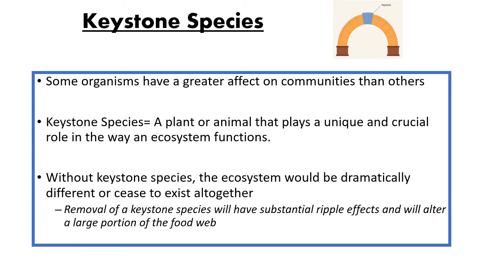So a keystone species. Some organisms have a greater effect on communities than others, and a keystone species is a plant or animal that plays a unique and crucial role in the way that ecosystem functions. Without this keystone species, the ecosystem would be dramatically different or cease to exist altogether. So the removal of a keystone species would have a substantial ripple effect and alter a large portion of the food web. For example, the gray wolves in Yellowstone.